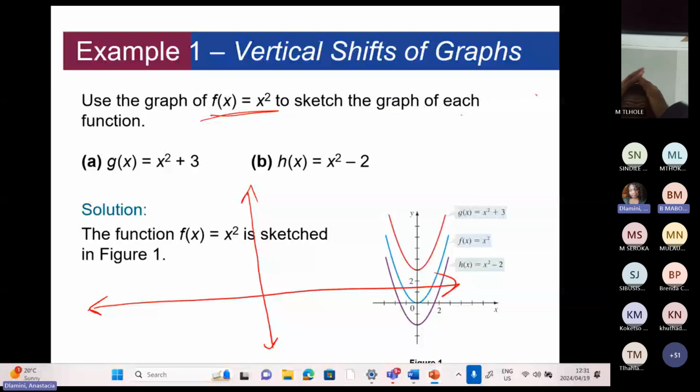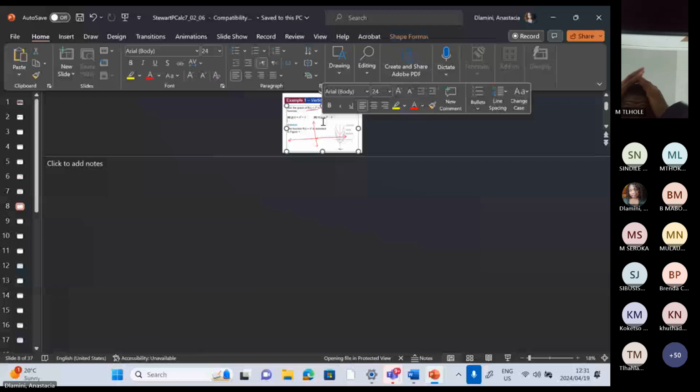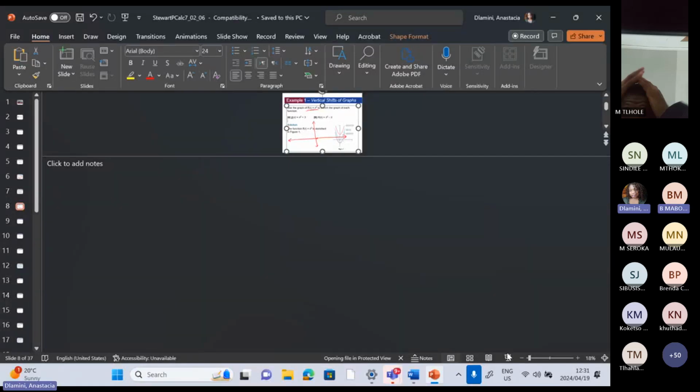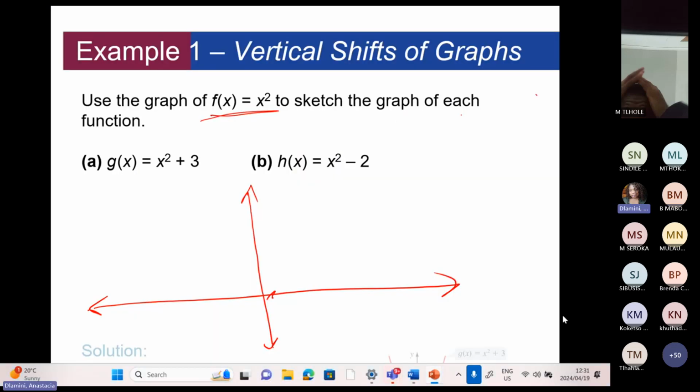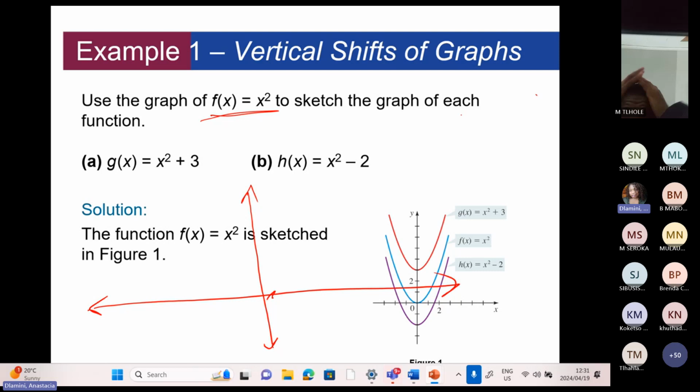Okay, here are the graphs. You see what we got there. They mentioned the graphs. They just mentioned the graphs. You see, they didn't put arrows here.